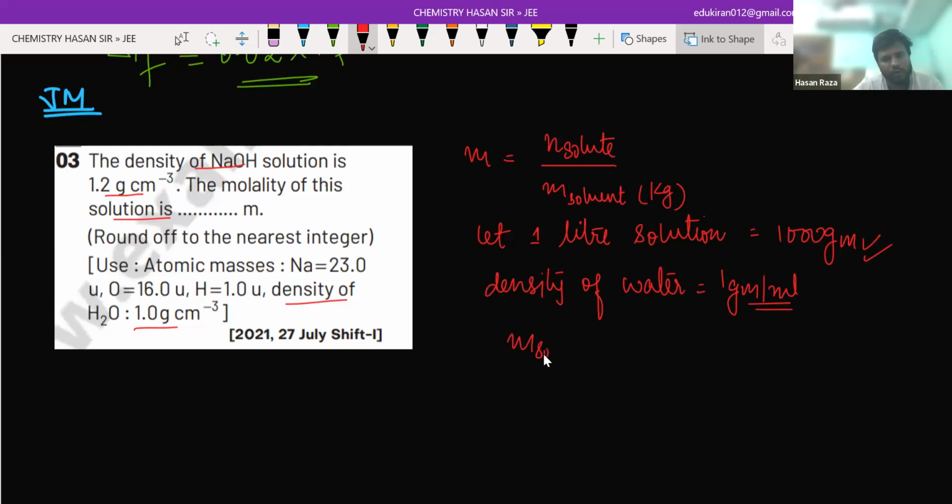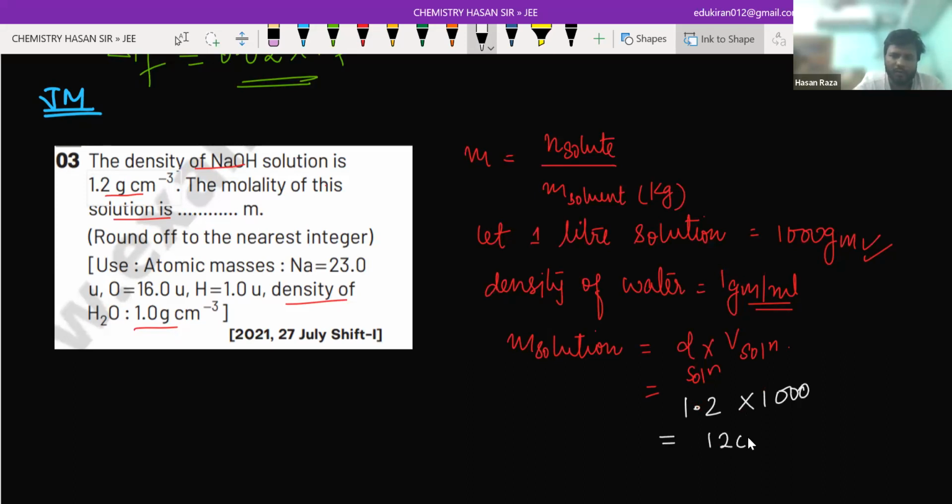So mass of solution is equal to density into volume. Density of solution into volume of solution. How did we get the density of solution? That is given in the question. Density of solution is 1.2 gram per centimeter cube into volume of solution, that is 1 liter, that means 1000, and this can be written as 1200 gram. Are you getting my point, both of you? This is the mass of solution.